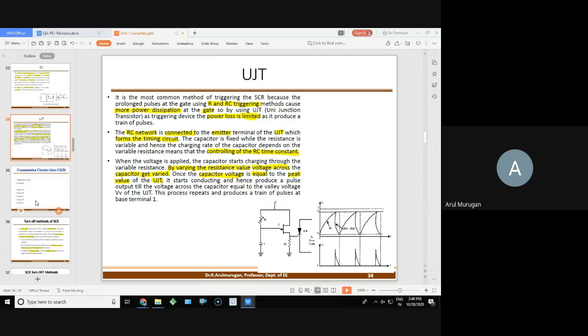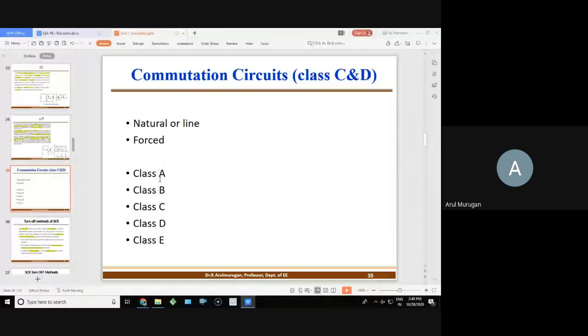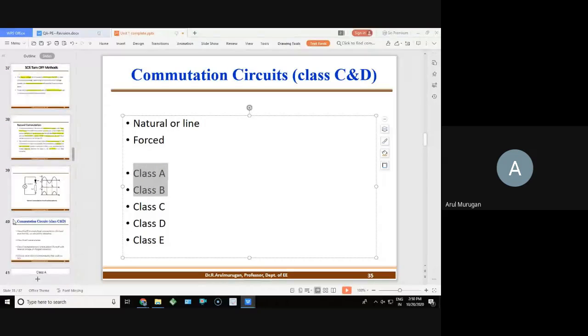That's all. Commutation methods: there are 5 methods available, Class A to Class E, including Class C and Class D. That means an auxiliary SCR is used to turn off the main SCR. What are Class A and Class D? Here you will see, look at it.